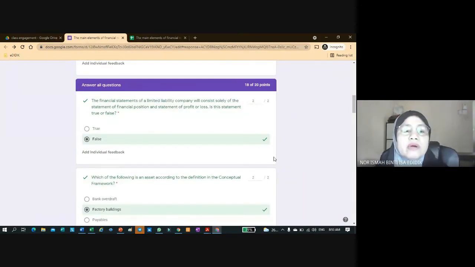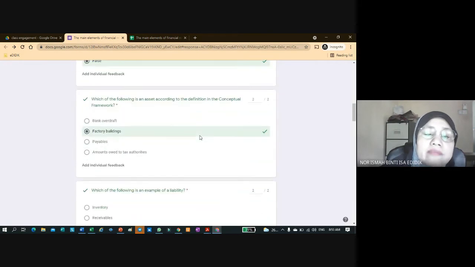Okay, question number 1. The financial statement of a limited liability company will consist solely of the statement of financial position and statement of profit and loss. Is this statement true or false? This is false. I already said that for a limited liability company, it must have another statement of changes in equity, statement of cash flow, and notes to accounts.